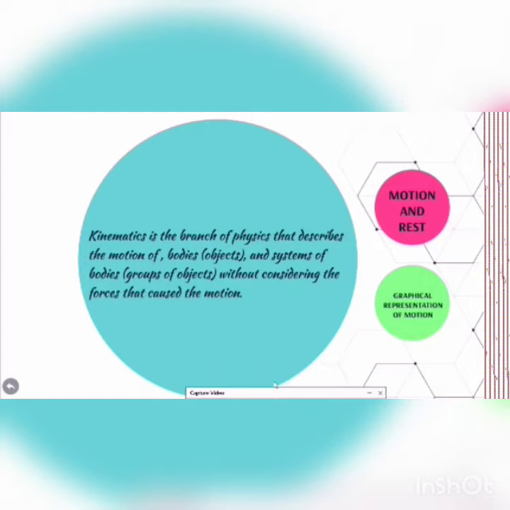A body is said to be in motion when it changes its position with respect to its surrounding, and a body is said to be at rest when it does not change its position with respect to its surrounding. Both of these quantities are relative to each other. For example, a passenger moving in a bus is at rest with respect to the other passengers in the bus, but the passenger is in motion with respect to the viewer outside the bus. So, both of these quantities are relative to each other.